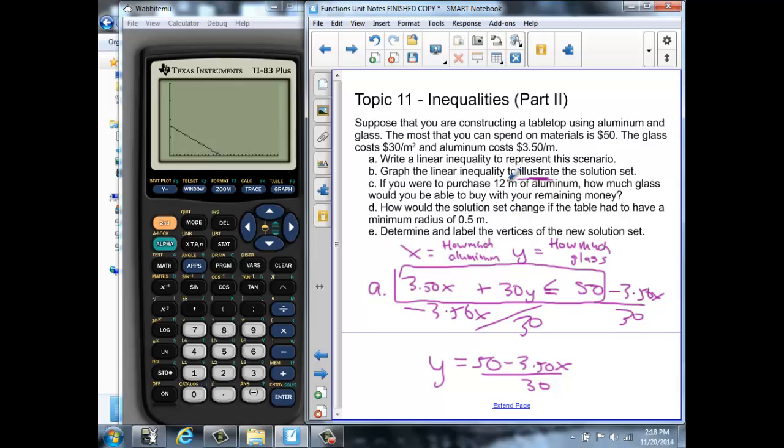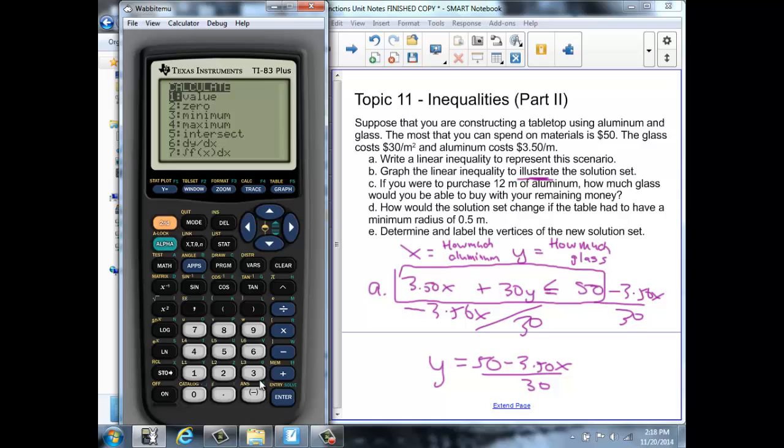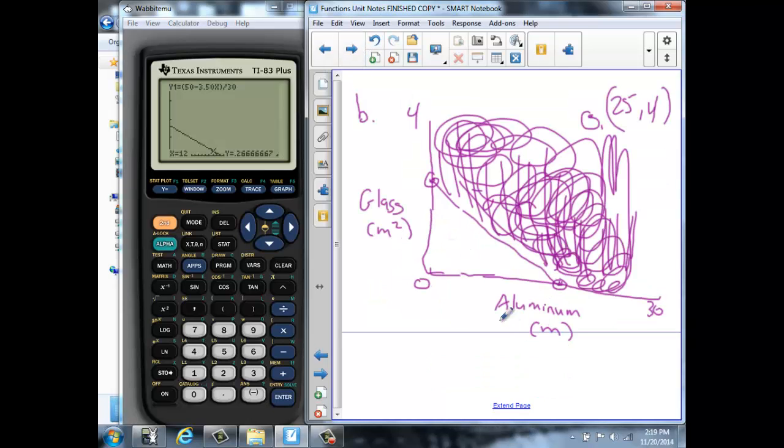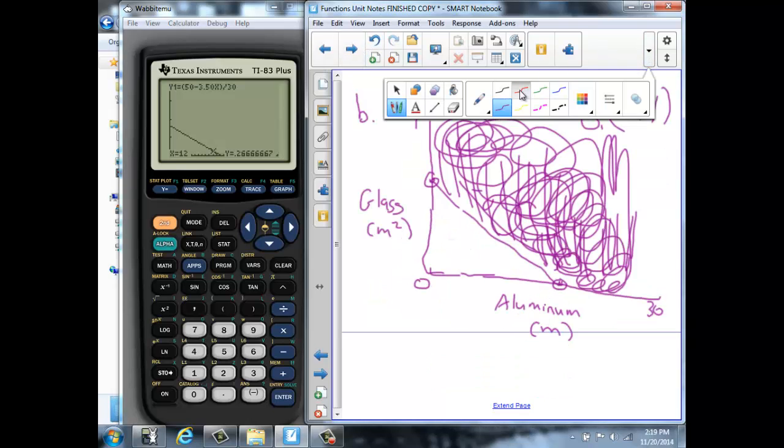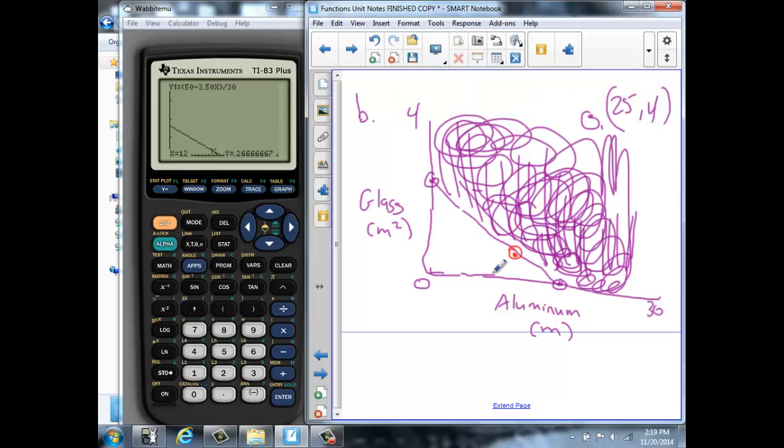If you were to purchase 12 meters of aluminum, how much glass would you have left to be able to buy? Go to your equation here, do the value when x is 12. If we were to buy 12 meters of aluminum, we would have the money left over to buy 0.26666 square meters of glass. And normally I would ask you to plot that on your graph. So go to your graph, plot that point right here, and you would say if you used 12 meters of aluminum, you could buy 0.266 of glass.